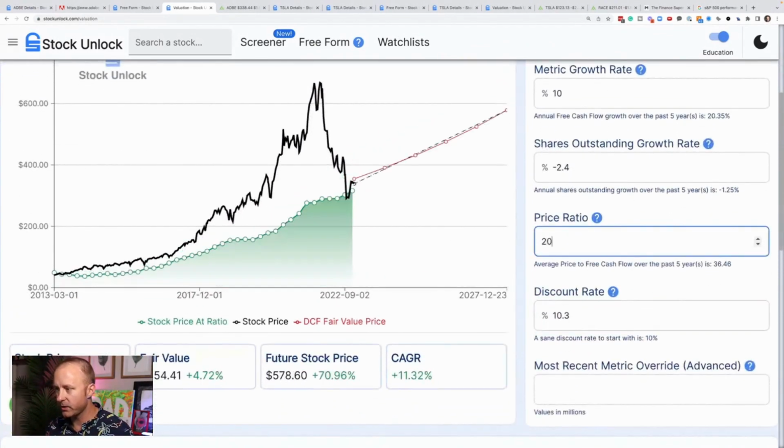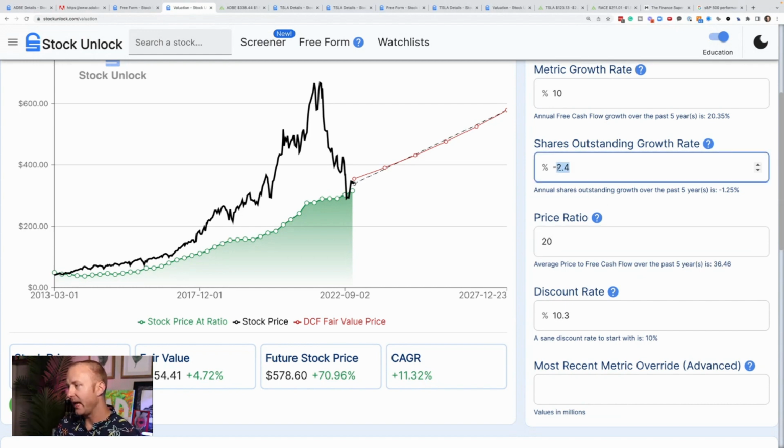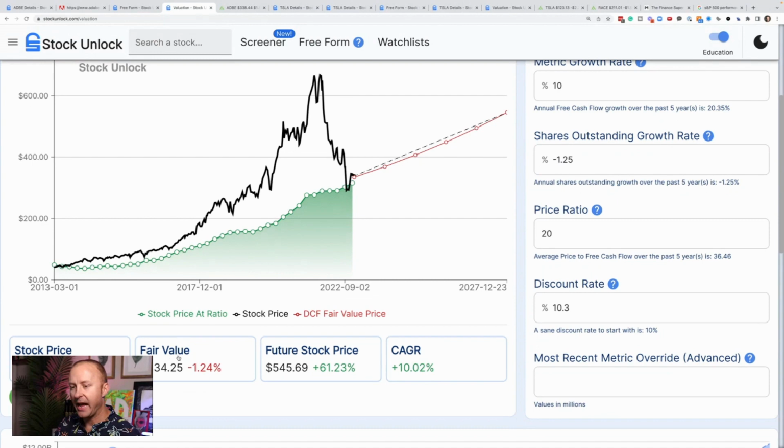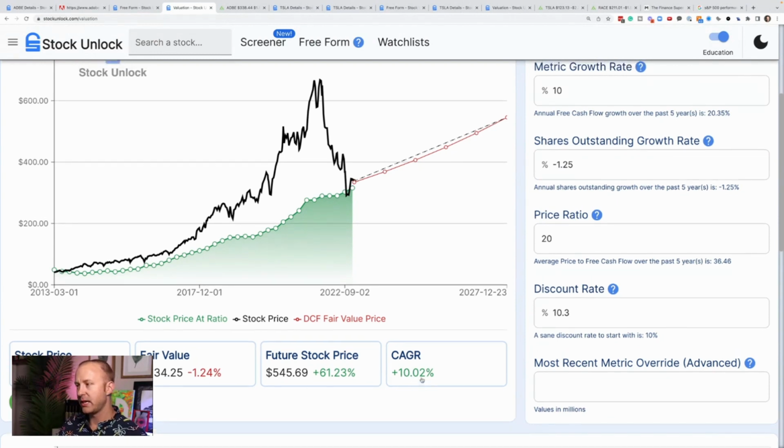Maybe we think it will trade at a lower price to free cash flow. So that means it's trading closer to fair value right now. Fair value would be 354, and the current stock price is at 338, and then we'd only be looking at 11.32% compound annual growth rate if it was trading down to a price to free cash flow ratio of 20. But what if we get a price to free cash flow ratio of 20 and they only keep bringing shares down by 1.25% per year? Well, then it's trading almost right at fair value today of 334, and we'd be looking at a 10% annualized return.